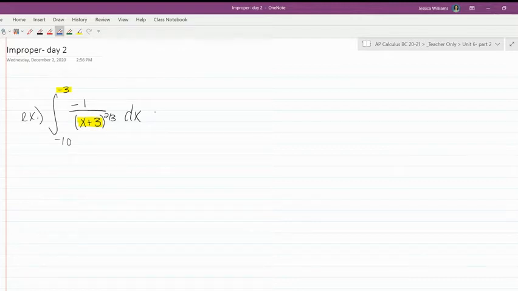So here's what we do. Same thing we did yesterday. We're not going to equal that value. We're not going to equal infinity. We're not going to equal this troublesome value of -3. We're going to approach it. So we're going to have the exact same setup. This is -10 to t, and then the exact same stuff on the inside.